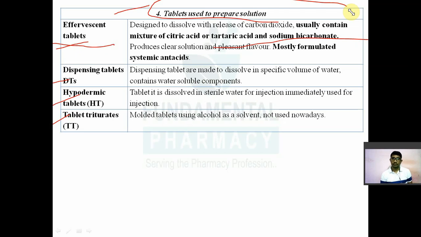Now whatever carbon dioxide is released will mask the taste of that solution, okay. That carbon dioxide release will mask the taste, and it will also produce bubbles in the solution. So that produces a clear solution and pleasant flavor, okay. Mostly the taste is masked by the release of carbon dioxide. And mostly these effervescent tablets are formulated for antacids, particularly systemic antacids.